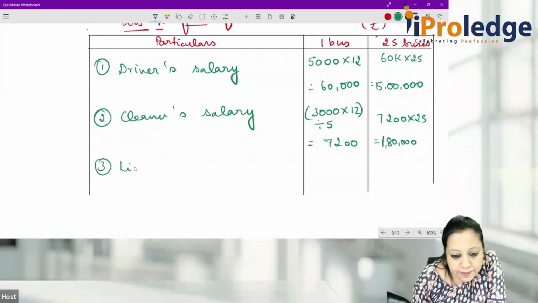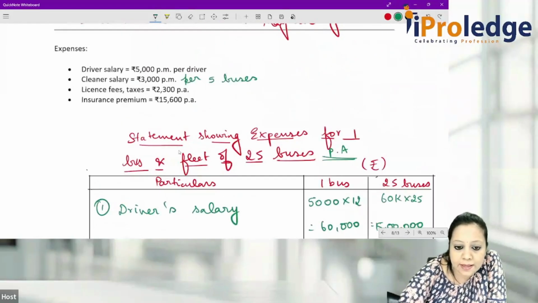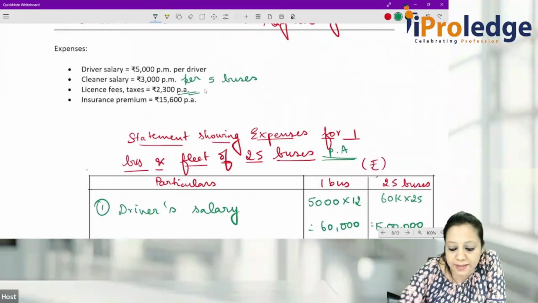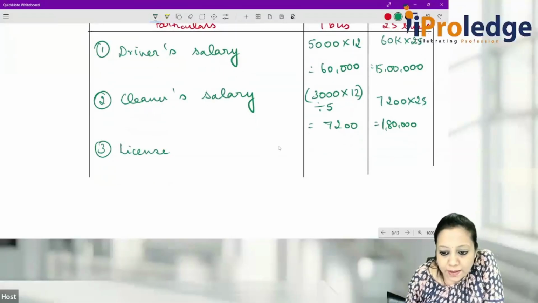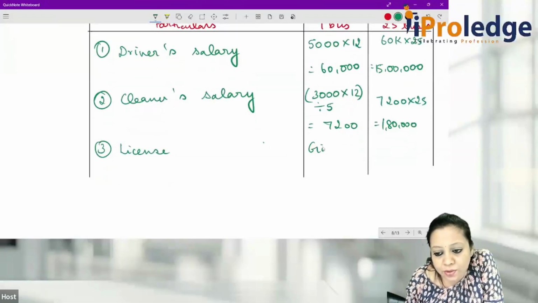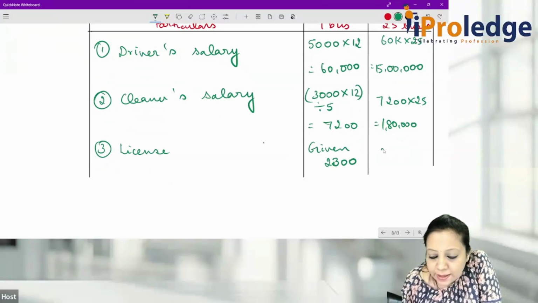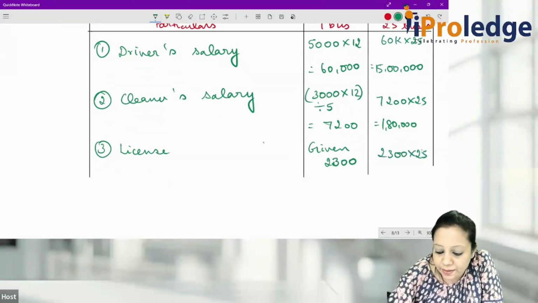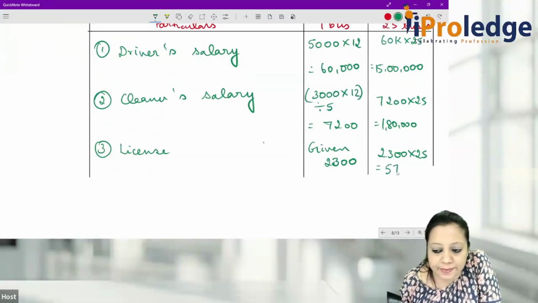Then the third one, license. So to remind all of you, we are going to the next item. License fee. That is going to be given. That is 2,300. It is already given as per annum per bus. So this will be 2,300 into 25. That is 57,500. Thank you.